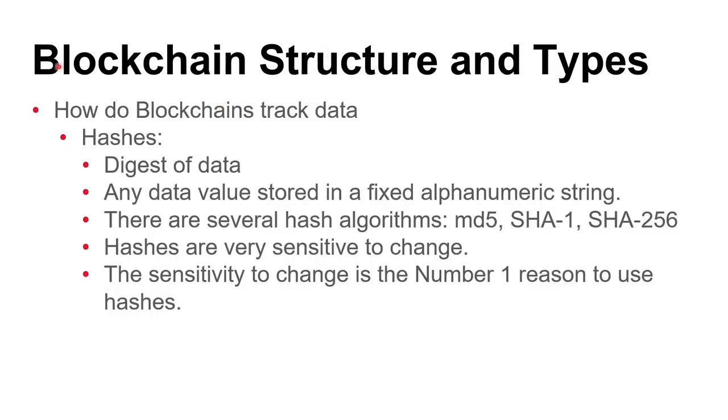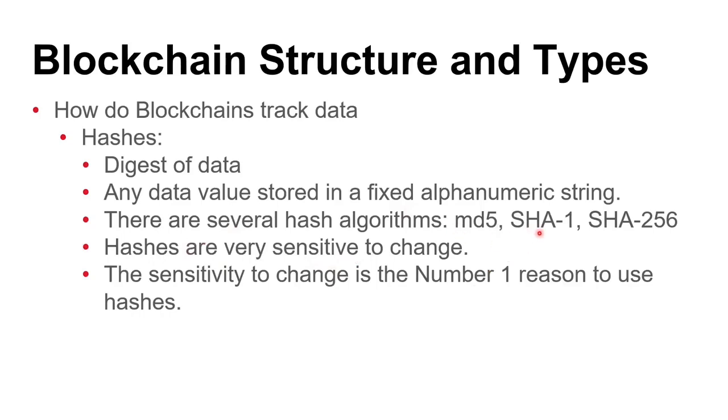It will convert any data. It could be a sentence. It could be one letter. It could be several volumes of a book. They all would be hashed to essentially an alphanumeric string of a fixed length. And there are different hash algorithms. So there's MD5, SHA-1, SHA-256. Hashes are very sensitive to changes.